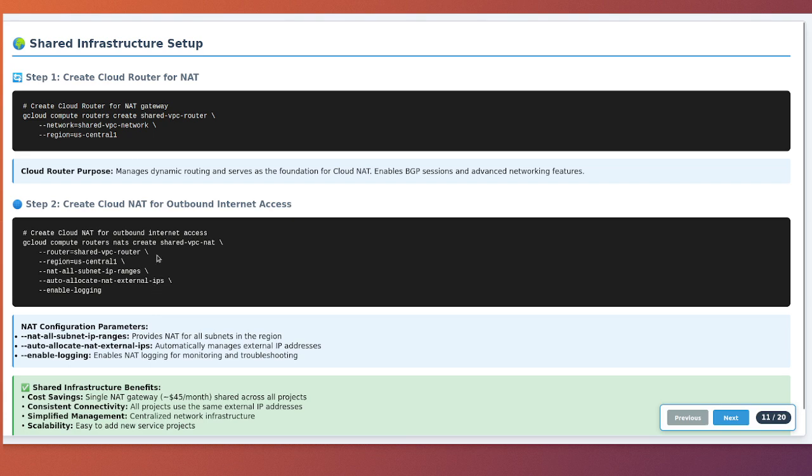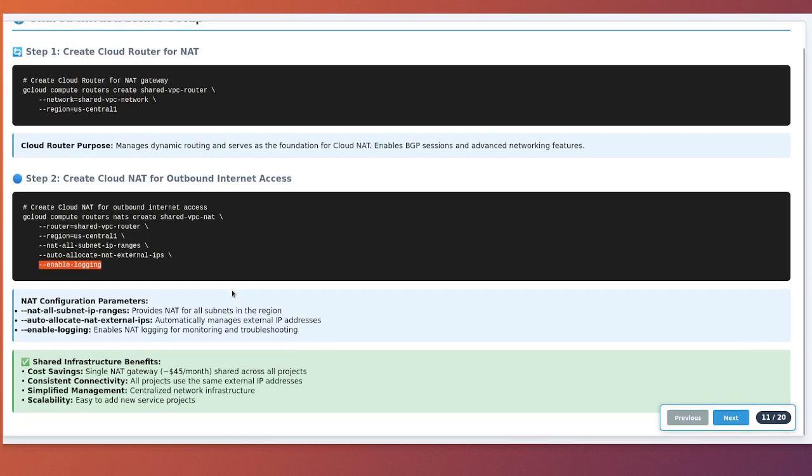Cloud NAT provides outbound internet connectivity for instances without external IP addresses. In our setup, all GKE clusters will use private nodes, so they need NAT for internet access to pull container images, reach APIs, and download software. The VPN gateway enables secure connectivity to on-premises networks. By placing it in the host project, all service projects can access corporate resources through a single, managed connection.